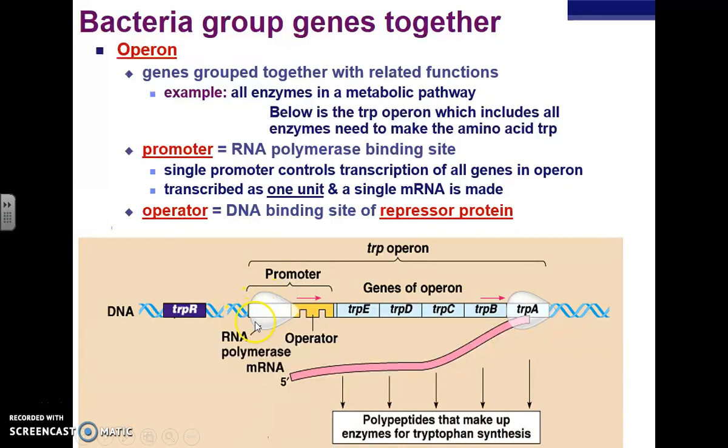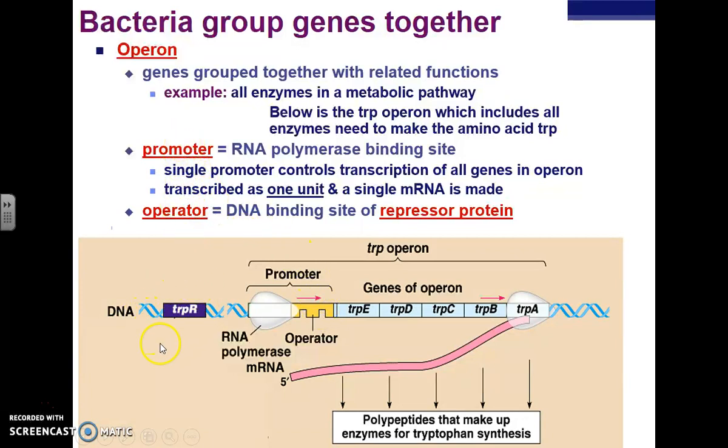The first part here is the promoter, and the promoter is where RNA polymerase binds. And remember, we saw this in transcription last week, RNA polymerase is the protein that turns the DNA into mRNA, so it binds to the promoter. There's another site that bacteria have called an operator, and the operator is where the repressor protein binds. So the repressor protein would bind here, and we're going to see the role of the repressor protein in a second.